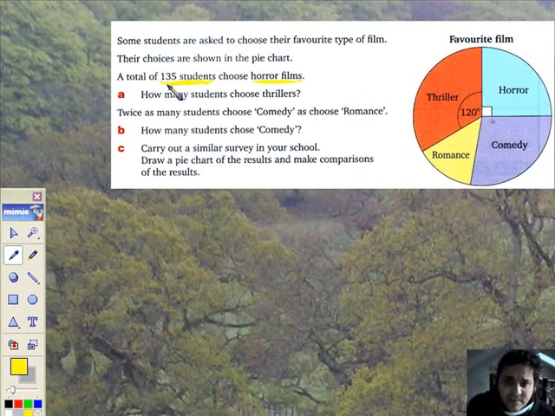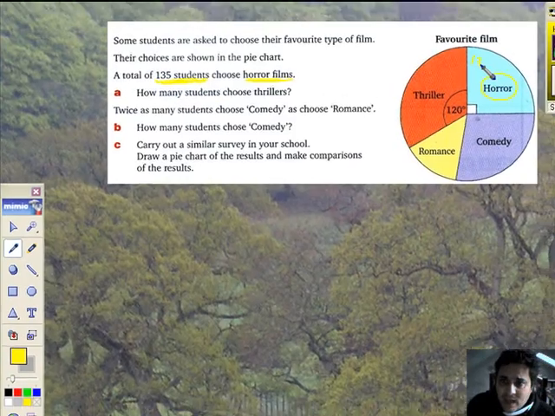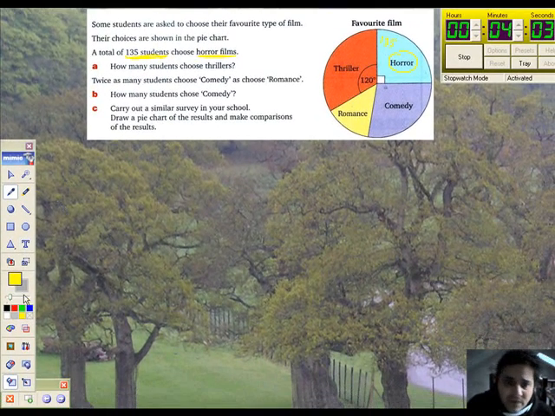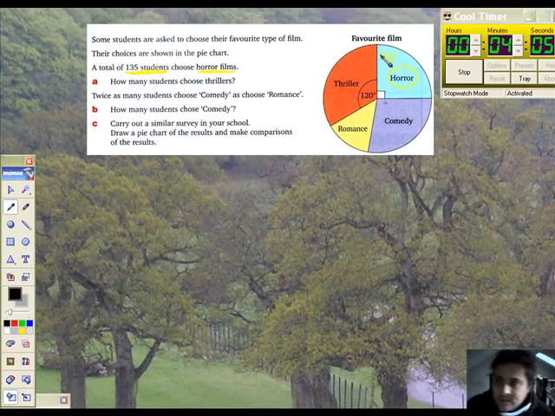Now, this isn't a piece of information that's worth nothing. We've absolutely got to use it. So horror represents 135 students. That's not very clear. Let's go black on that one. Do it again.